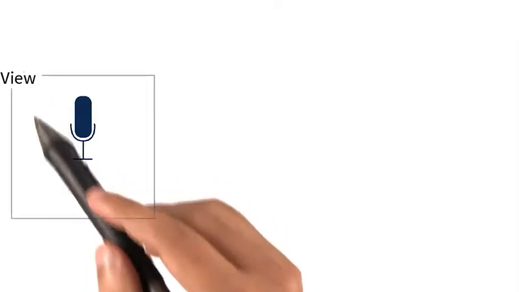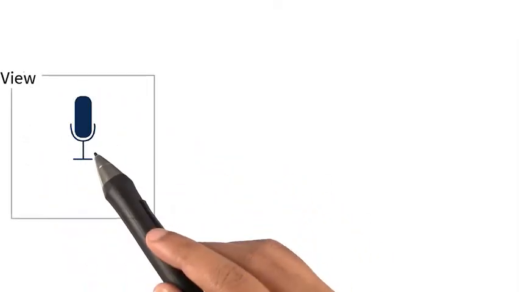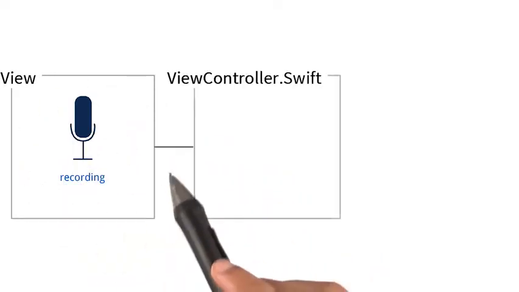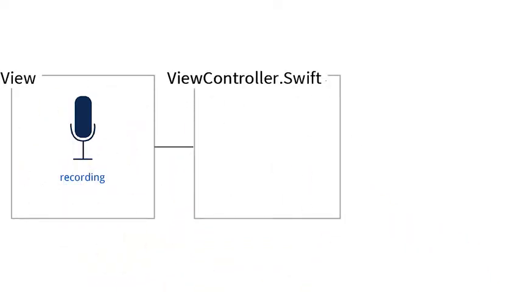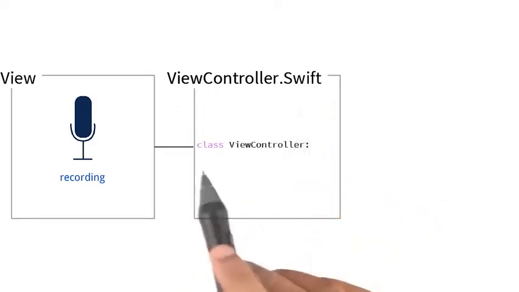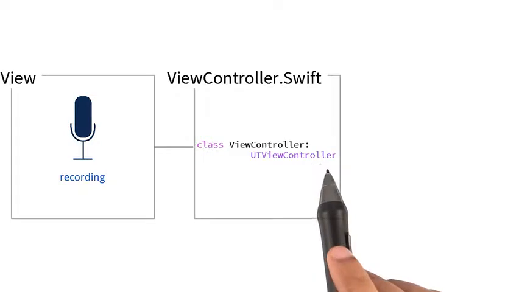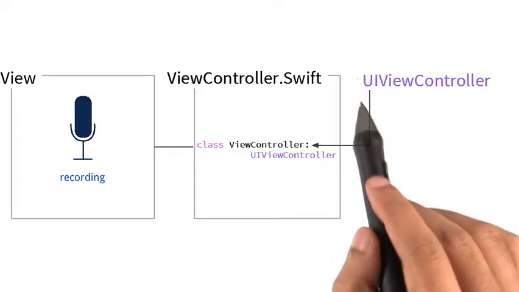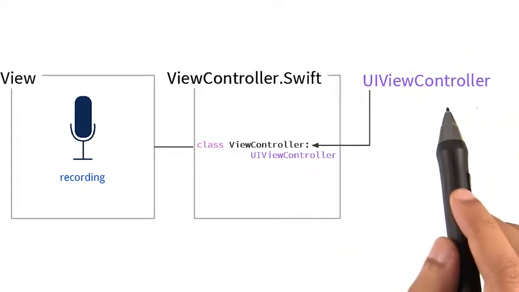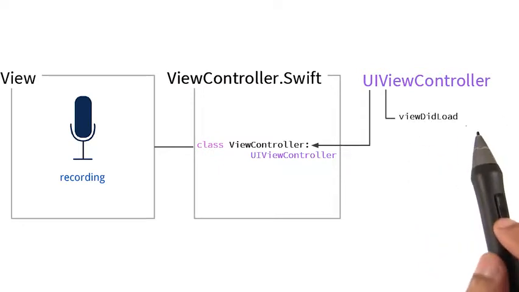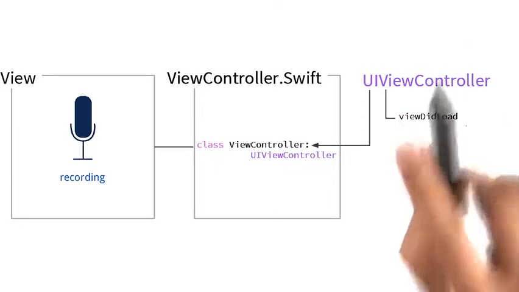So we know that the view in our app comprises things like buttons and labels, and that this view is controlled or managed by a file called ViewController.swift. Now this file has a class in it by the same name, and this class inherits from UIViewController. UIViewController has several functions defined within it that we also inherit. One of them is called viewDidLoad. This is called when our view is first created.